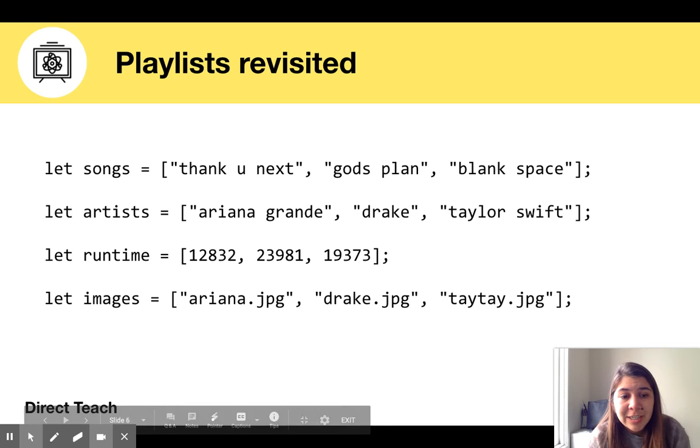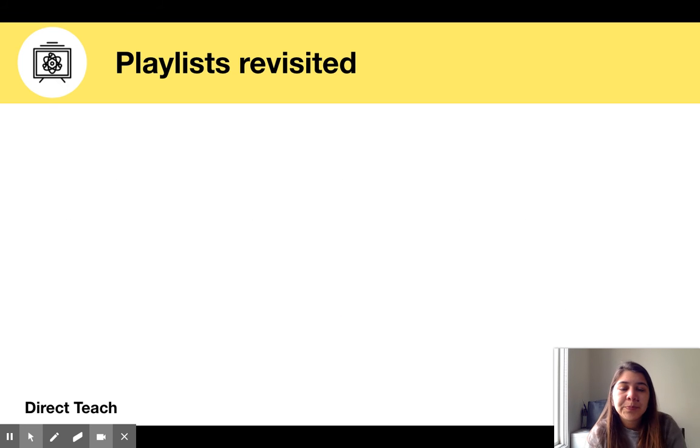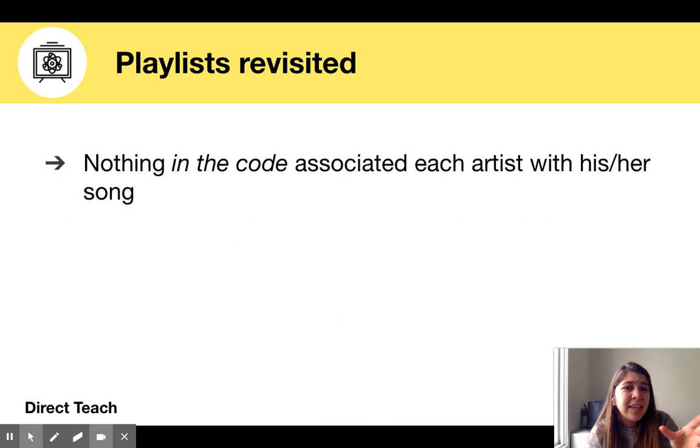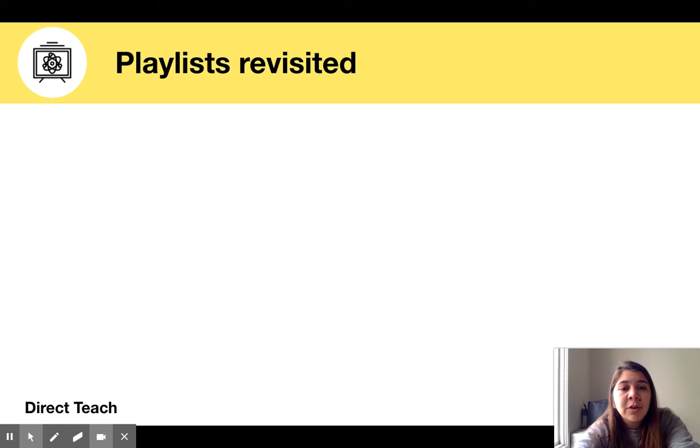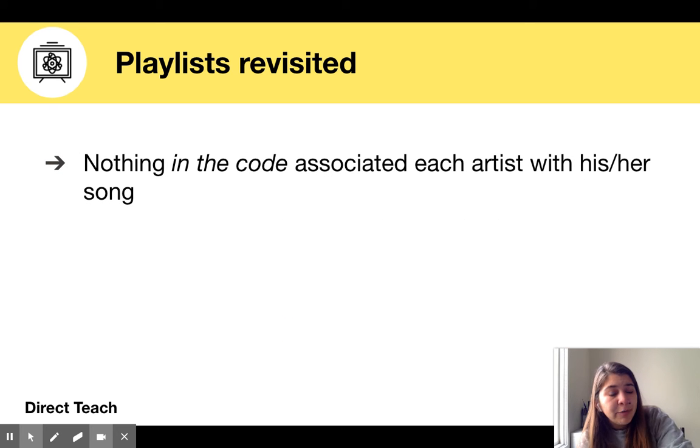So thinking about our playlist project, you probably have a bunch of arrays, and they might look something like this. I see 4 arrays here, each having 3 elements. But nothing in this code is associating each artist with his or her song. So I know that Thank You Next is an Ariana Grande song, but my code doesn't know that. And I don't really know which runtime is associated with the Ariana Grande song, Thank You Next. And I don't know what picture goes with this song. And so that's a problem that we might want to address in our code.